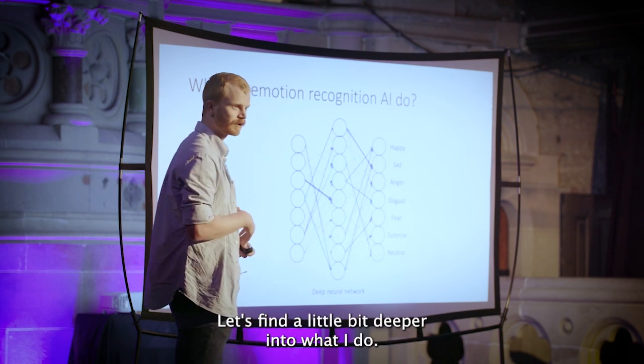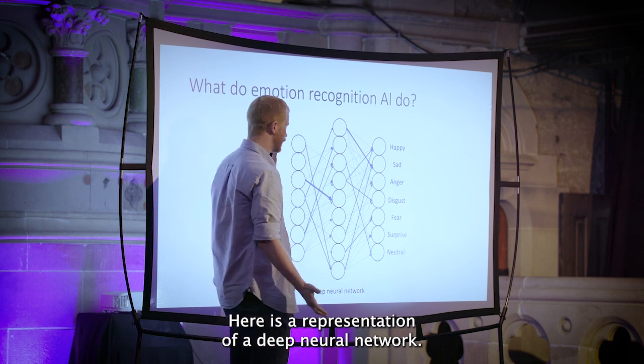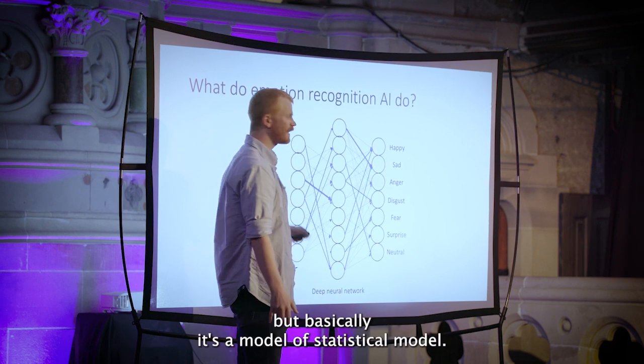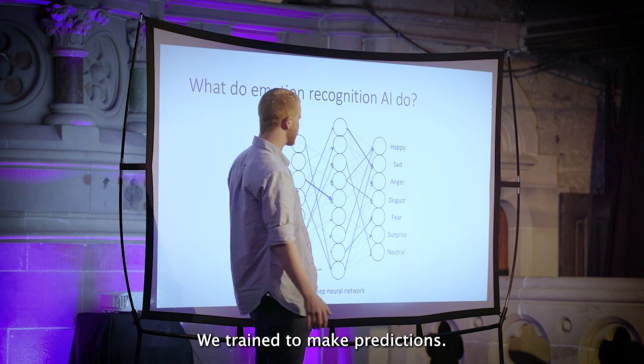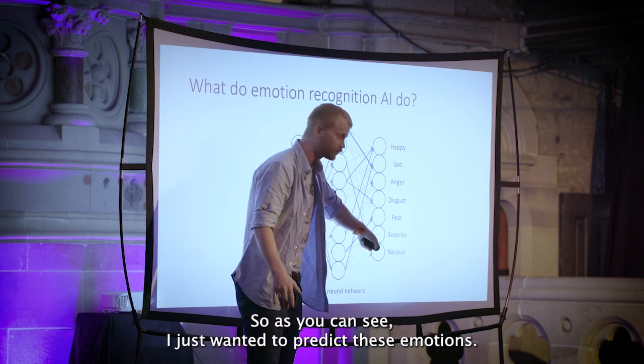Let's dive a little bit deeper into what it does. Here is a representation of a deep neural network. We don't have to go into details of how it works, but basically it's a statistical model we trained to make predictions. And as you can see, I just wanted to predict these emotions.